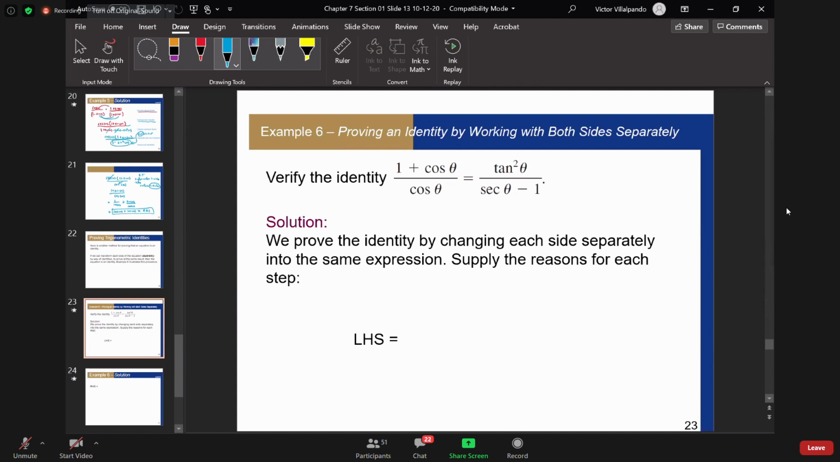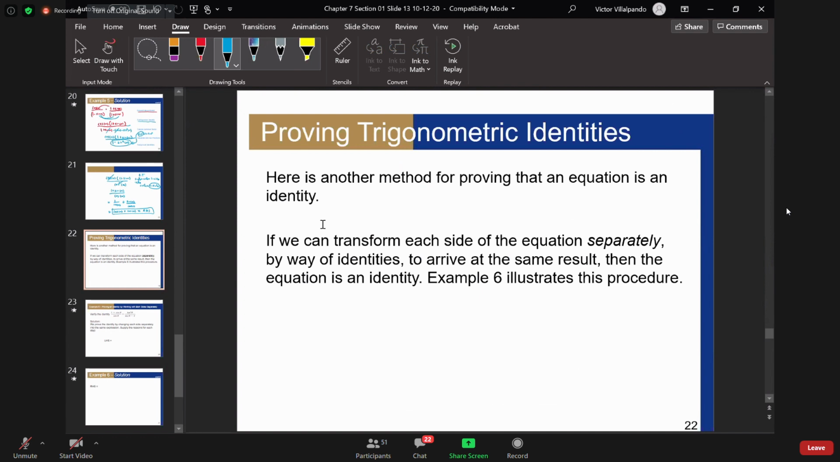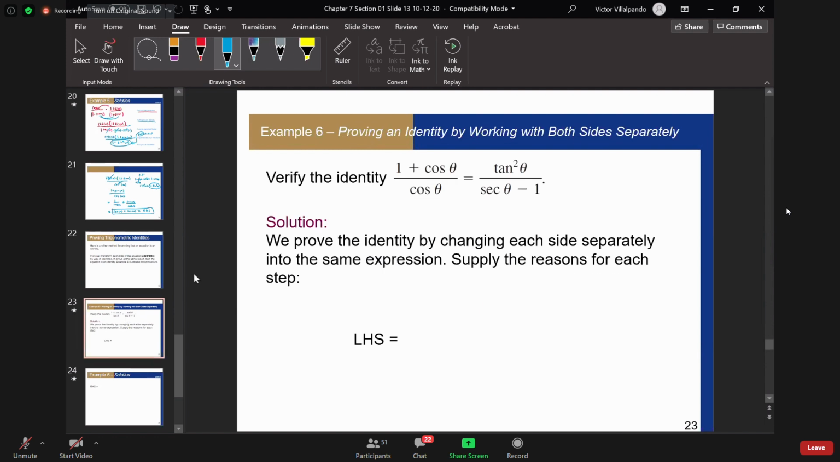Did I read that right? I feel like I read that wrong on slide 22. It says, if we can transform each side of the equation separately by way of the identity to arrive at the same result, then the equation is an identity. Maybe you understood it when I read it, but it just didn't register for me until I saw the example. The literature is saying, maybe you didn't get from the left hand side all the way to the right hand side, but let's say you were manipulating a particular side of the equation.